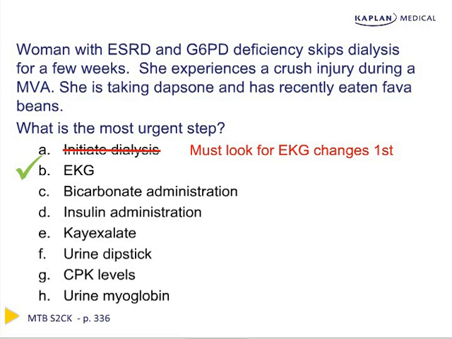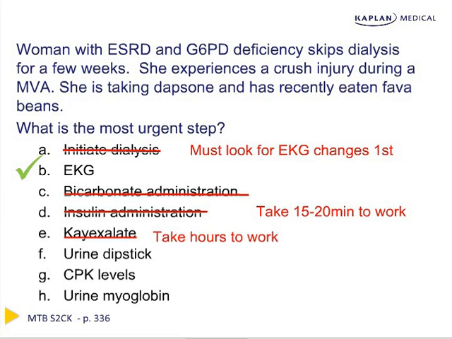Dialysis may be necessary for this patient, but we have to take a look at the EKG and assess for changes first. Bicarbonate and insulin can both be given in the case of hyperkalemia with EKG changes, but both of these can take 15 to 20 minutes to work in shifting the potassium from outside the cells to inside the cells. Kayexalate is even slower. It can take hours to work to bind up the potassium and to excrete it via the GI system.